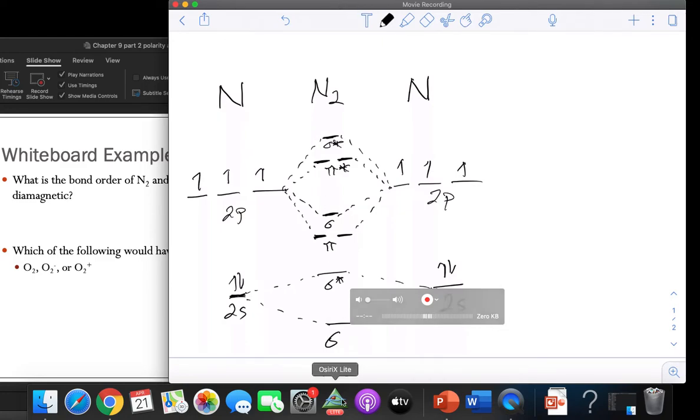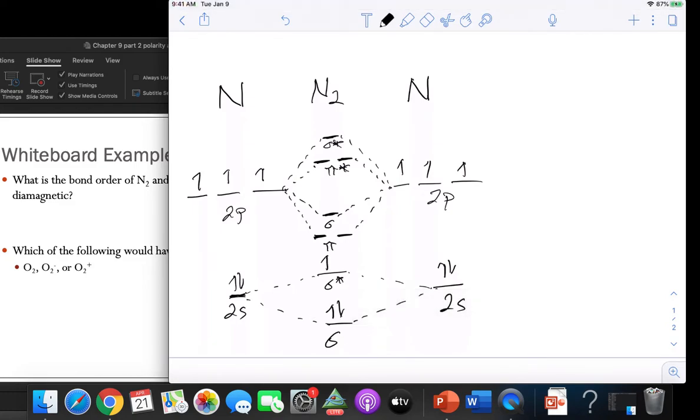That'll never change. You always start at the bottom, until this orbital's full. Once this one's full, then you go up to the next one and repeat. So we'll fill this bottom sigma bonding. We'd have 1, 2, 3, 4. And remember, we have 10 electrons to put in.